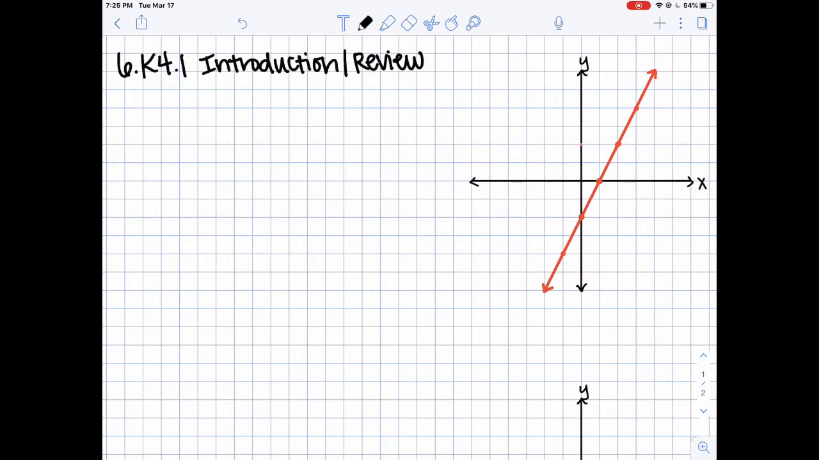If you have graph paper, that might be helpful. If not, no big deal. Don't worry about it too much. We can go on without it. So anyway, let's get started.